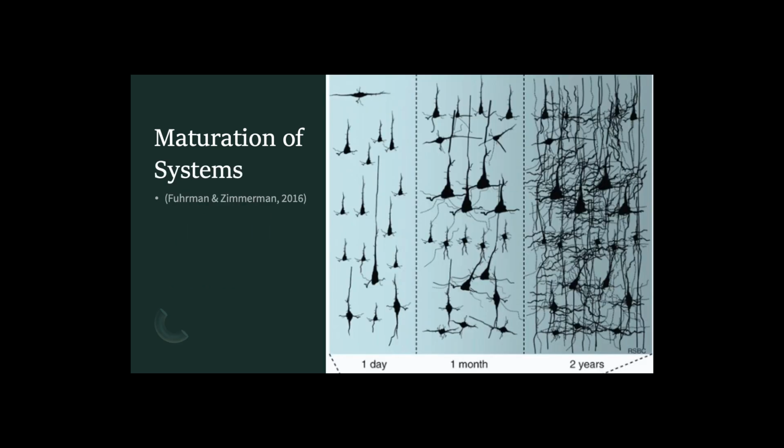And here's just a picture to give you an example of how much things are changing just in the first couple years. This is a look inside the child's brain, and these are all neurons that are developing, myelinating as we go through the first 2 years of life.